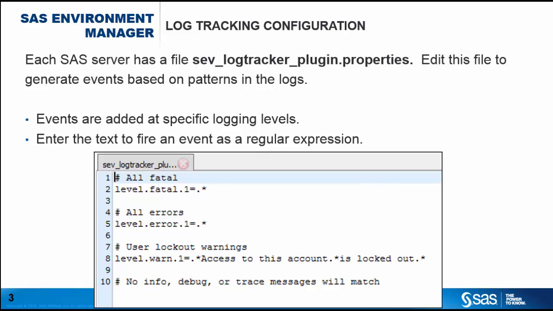The file contains entries for each type of SAS server log entry that SAS Environment Manager looks for. You can add to this file to create events for criteria of your choosing. Each SAS server has its own properties file, so logging events can be created for every specific server type within SAS.